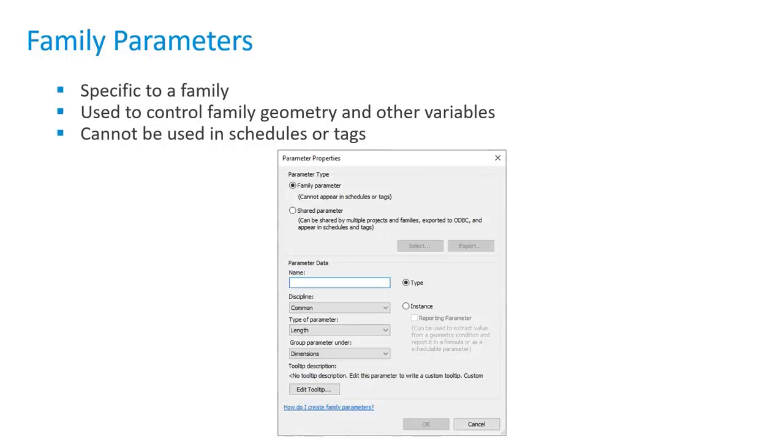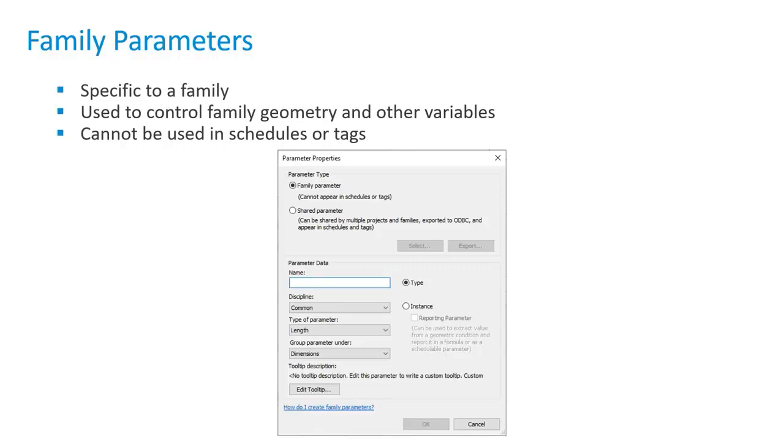But when you create a family parameter, you can actually create it as just a family parameter, or you can create it based on a shared parameter, which we'll get to in just a second. And so there is that ability to create parameters in the family editor and have them be scheduled and tagged.